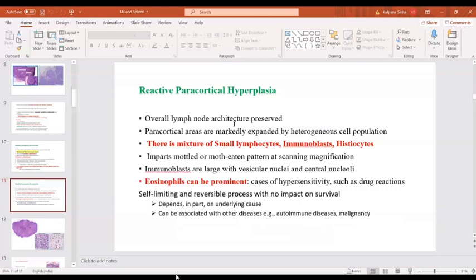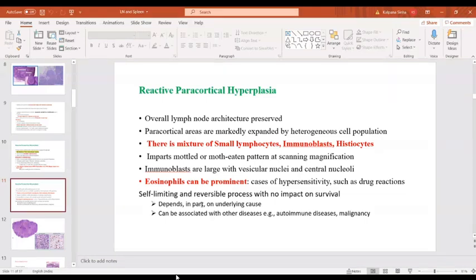So there is hyperplasia of the paracortical area, and the cortical area is spared. There will be an admixture of small lymphocytes, immunocytes, and histiocytes also. And they impart a moth-eaten appearance on the H&E section. So what are immunoblasts? They are large cells with vesicular nuclei and central nucleoli. And eosinophils can be prominent. When there are eosinophils in the hyperplasia, there are two etiologies you should always keep in mind: hypersensitivity reaction and drug reaction.